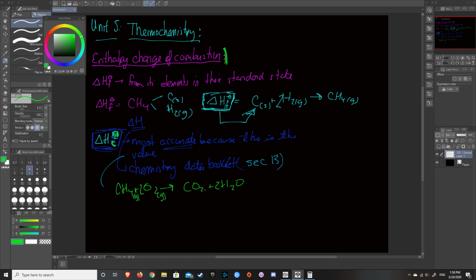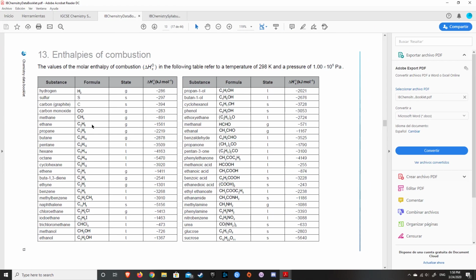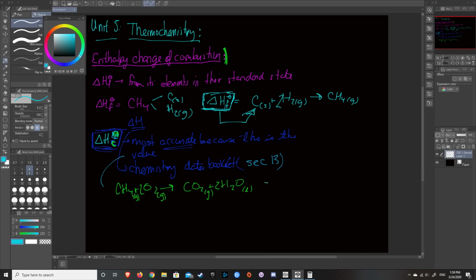Gas, gas. So don't forget to do that, because I've seen lots of questions where you lose a significant amount of points for that. So we can give it in two ways. We can give it from the data table. If we go down here, the methane, negative 891 kilojoules per mole. So that can be our delta HC naught.